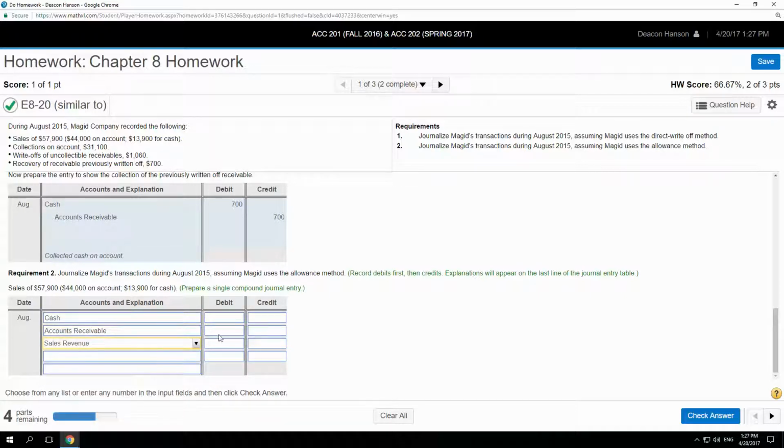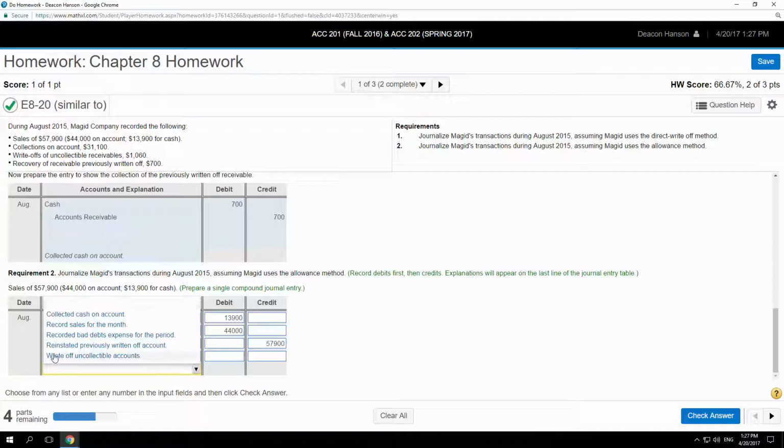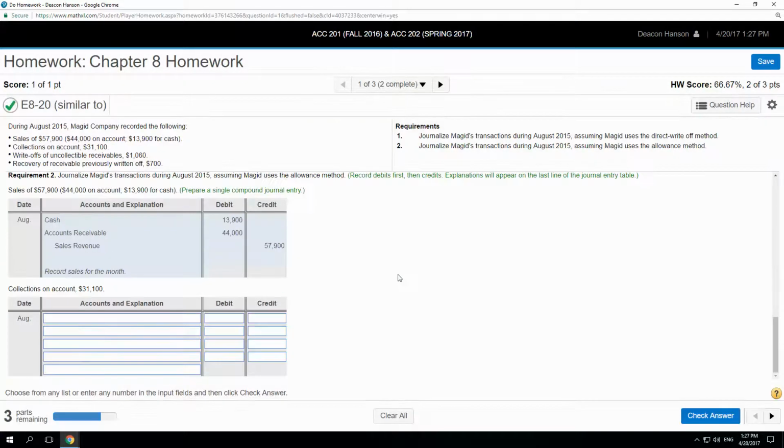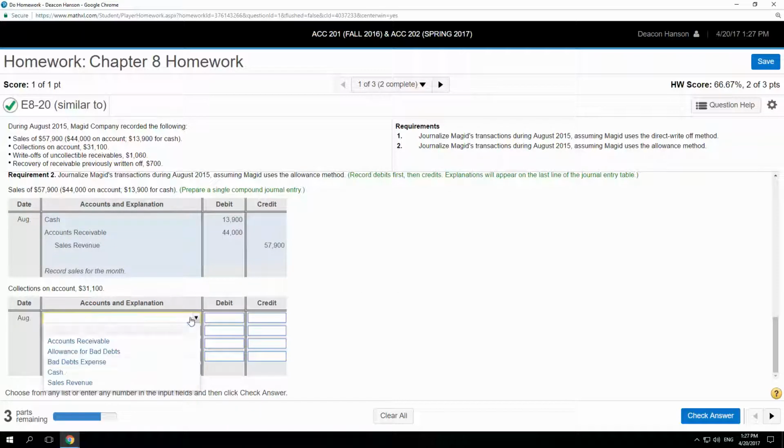Okay, we're going to have sales revenue of 57,900, which is broken up between cash and accounts receivable. So exactly like what we did above. All right, and to record sales for the month. Okay, and then we collect, so that's going to be the same because there's nothing involving bad debt at this point. So we collect 31,100. Okay, collections on account.